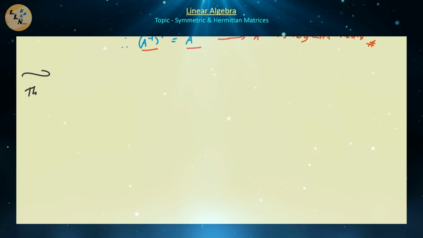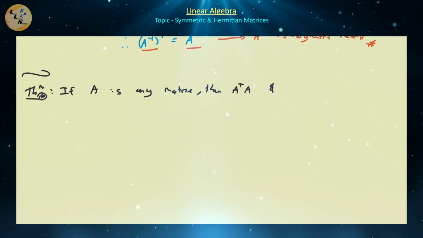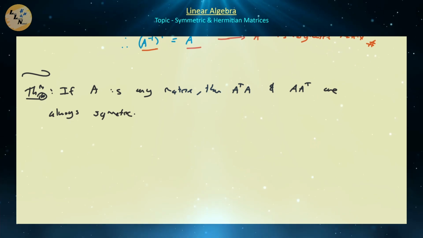Next theorem, so theorem number, let's call it 6. If A is any matrix, then A transpose A and also A A transpose are always symmetric. And this is going to be very, very handy for some analytical tools when we start talking about decompositions a little bit later on. So how do we go about proving these?